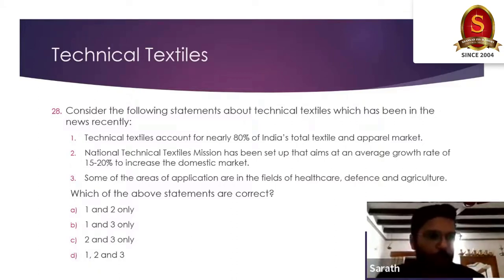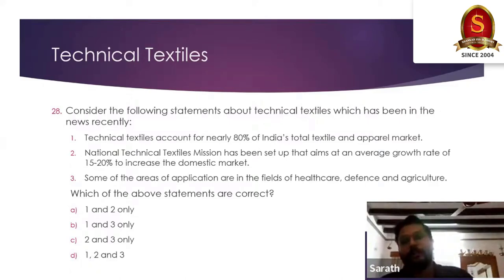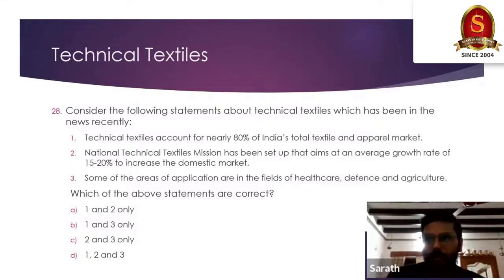All right. So there is a general logic by which you can eliminate one statement, and that will help you arrive at the answer itself. The one statement is the first statement. Technical textiles account for nearly 80% of India's total textile and apparel market. If you have a general idea of what is technical textile, it is textile itself, but used for non-conventional purposes, or textiles of a particular type. Okay? It has wide variety of uses. So textiles made of, let's say, jute or certain types of, you can't quite call it plastic, but similar kind of compounds that are there. So that is the whole idea of technical textiles.